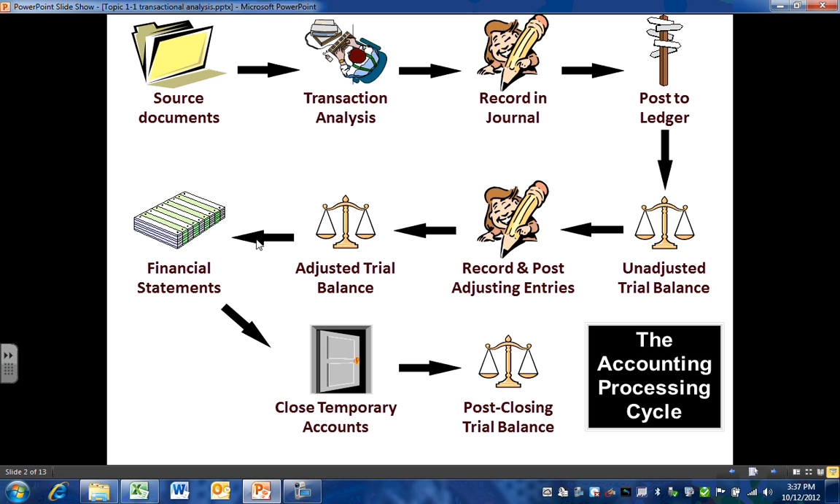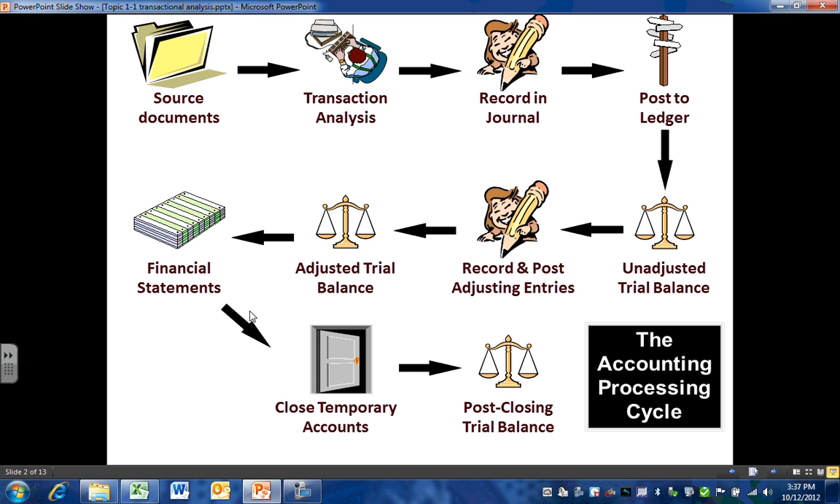Financial statements are the reason that financial accounting exists. Financial accounting is for external users. We're going to present these financial statements to our users. They're going to take past historical events and use them to make future-oriented decisions.